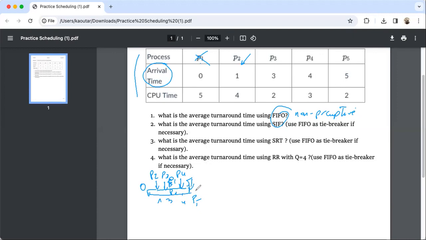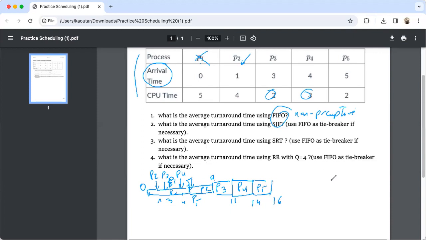So right after P1, we got P2. It needs to execute for 4 units. So from 5 to 9, this is P2. And then after that, we got P3. It needs to run for 2 units, so from 9 to 11. And then after that, we have P4, right? And it needs 3 units, 14. And lastly, we got P5. It has to run for 2 units, and that's 16. Okay, so this is the Gantt chart.